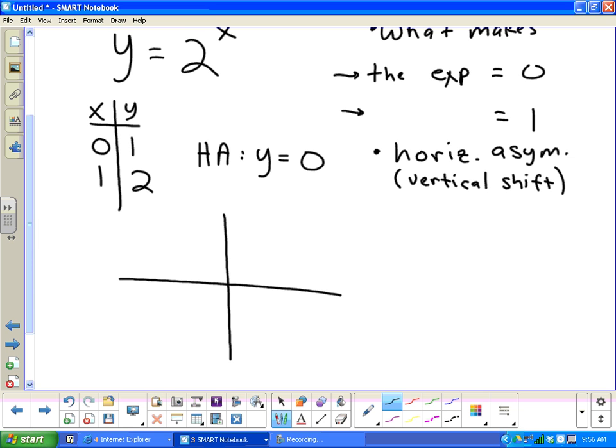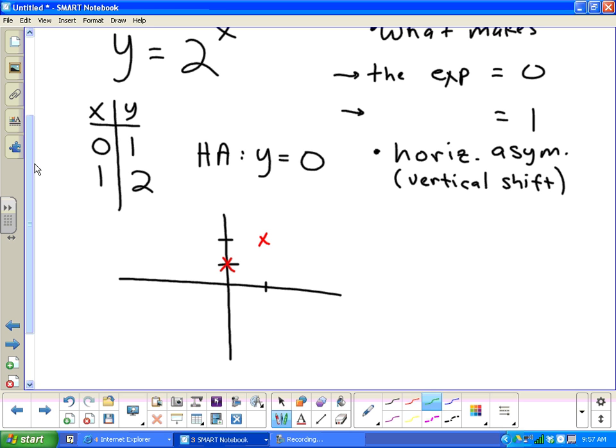Okay, so I'm going to plot my 2 points. We got (0, 1) and then (1, 2). Let me do (0, 1), right there, and then (1, 2), right there.